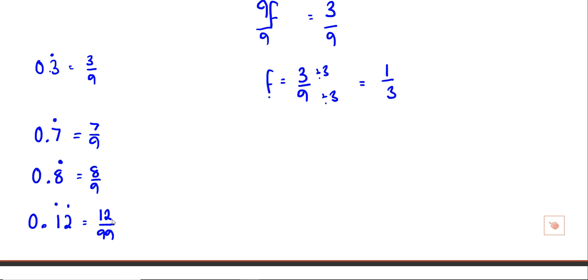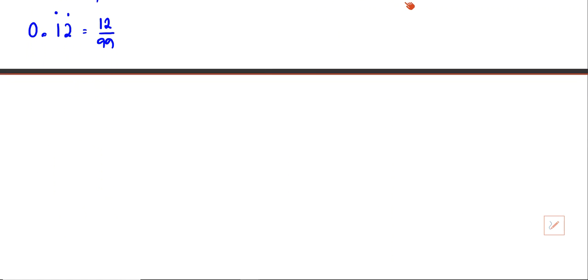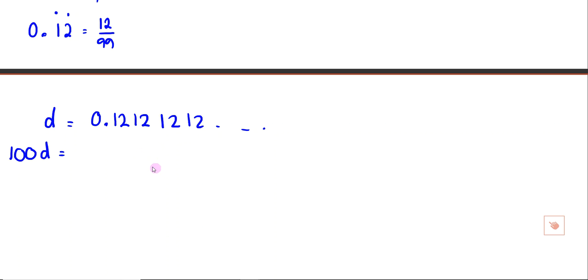Have we spotted it? Does anyone need to go through why 0.12 becomes 12 over 99? Should I go through it just quickly? Okay, so I'm going to go for D for decimal equals 0.121212 and so on. What do I need to multiply by this time, Desmond? Hundreds. Good. Because I need to line the decimals up. So I have to shift it 2 spaces up.